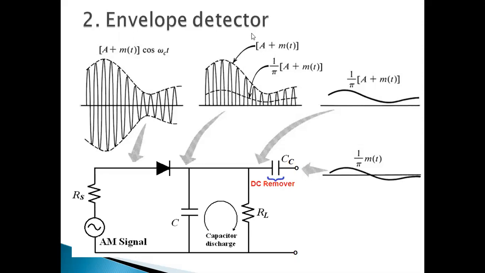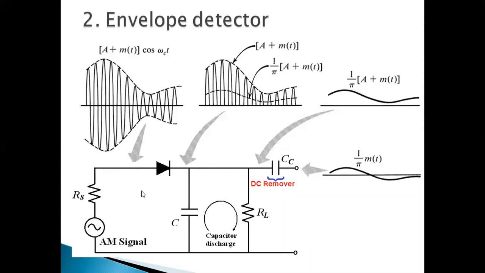But for generation, how many methods? Two methods: square law modulator and switching modulator. Demodulation, how many methods do we have? One method, sir. That name is called the envelope detector. This is the circuit diagram, and it represents the envelope detector.